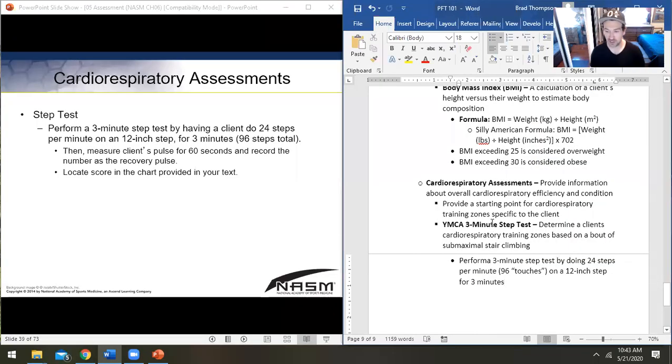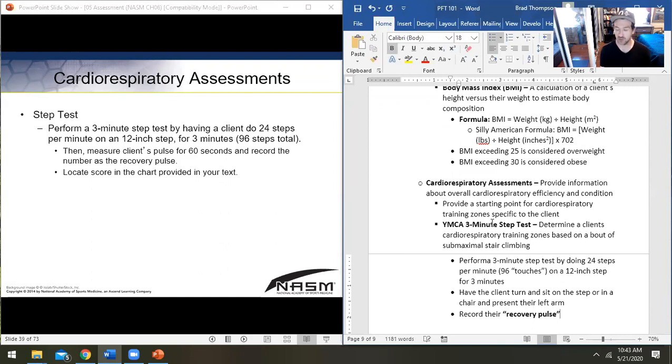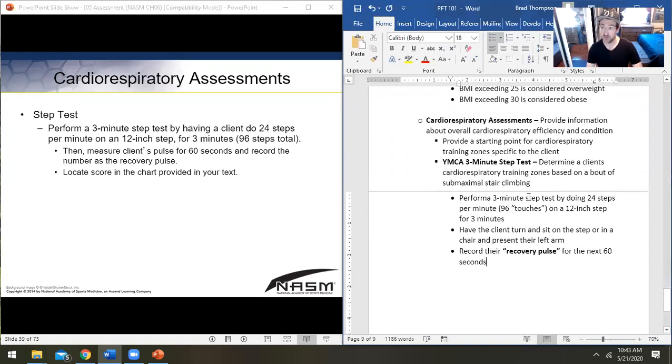Then the next thing you want to do is have the client turn and sit on the step or in a chair and present their left arm, okay? Next step, record their recovery pulse. I'm actually going to bold that. So you're recording their pulse over the next 60 seconds. It's really important that you do the full 60 seconds.